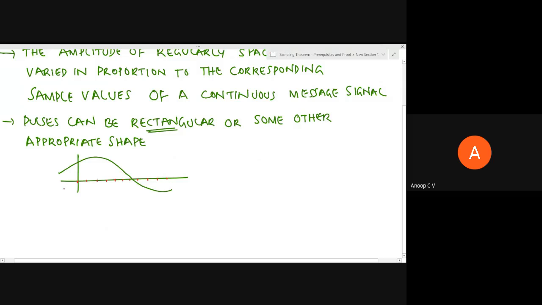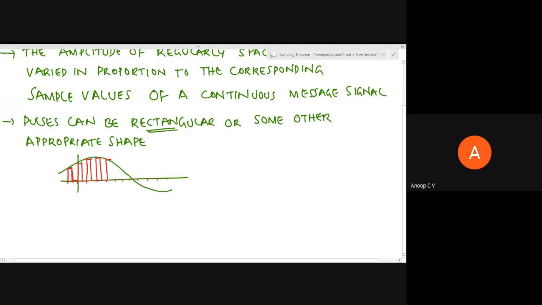Now, this pulse amplitude modulation basically involves sampling to obtain the instantaneous sampled value. Then we have to lengthen the duration of each sample. So pulse amplitude modulation is this. Periodic rectangular pulses will be there, and its amplitude will be scaled by the instantaneous sample values at that corresponding instance. So this is what is called pulse amplitude modulation.